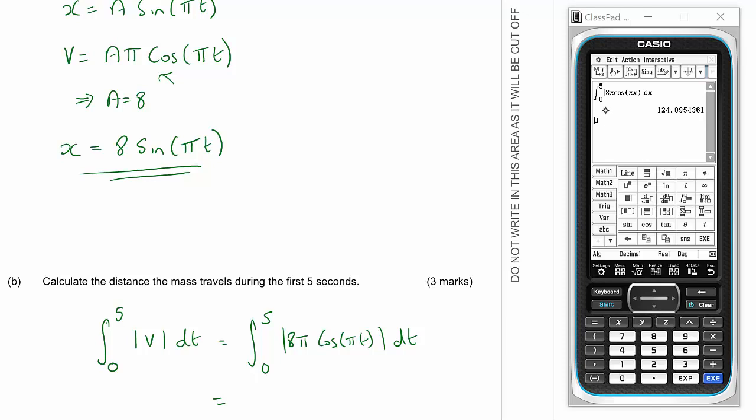So I just paused and typed that into the calculator, and I get 124.1, and we know that that's in centimetres. Actually, I just spotted there that I've got the calculator in degree mode, so I need to re-evaluate that in radian mode, and it's actually 80 exactly. So 80 centimetres. Always be careful and always check, as I did.